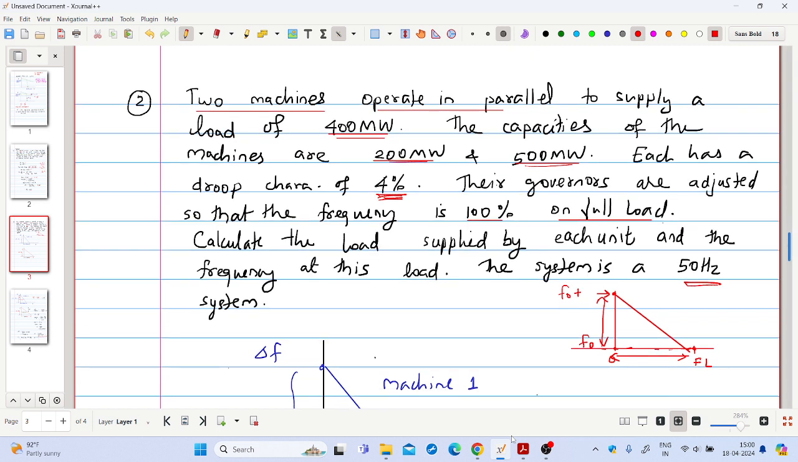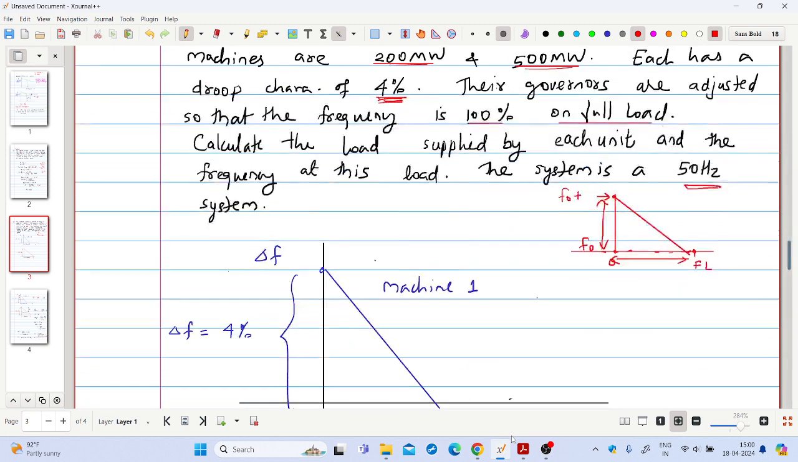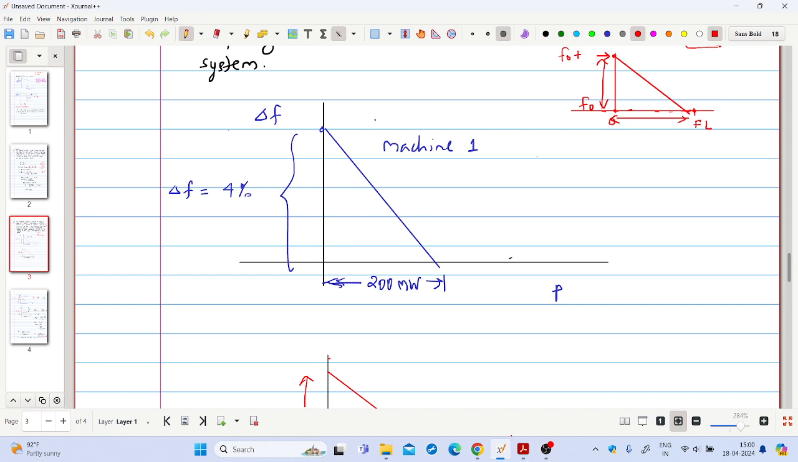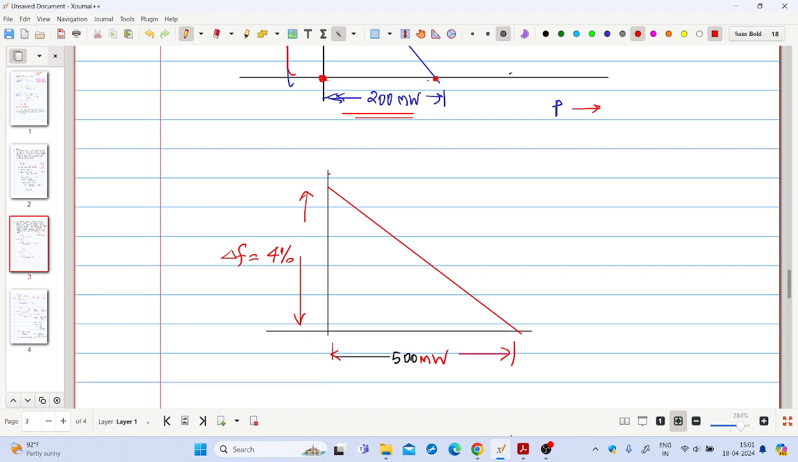Now we have to calculate the total load shared by each machine. For machine 1 we can draw a droop characteristic like this. This is the power output of machine 1, and this is the change in frequency. The frequency changes by 4% as the machine is loaded from 0 to full load. It is a 200 megawatt machine, so when you increase the load by 200 megawatt, frequency decreases linearly by 4%. Similarly, in the second machine, frequency decreases by 4% from no load to full load, but the rating is different, 500 megawatt.